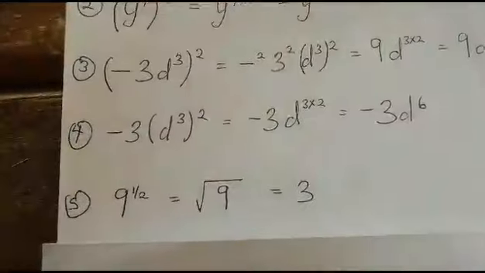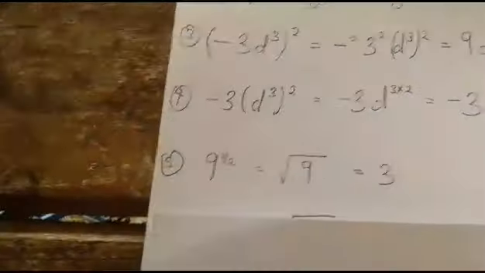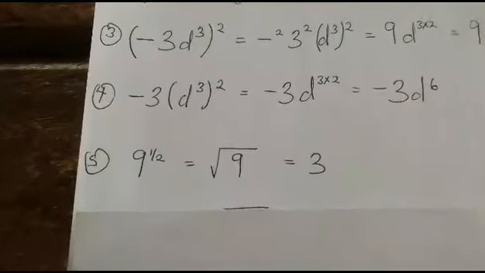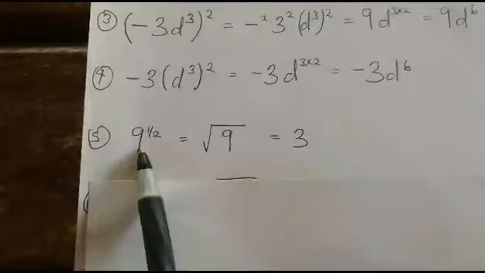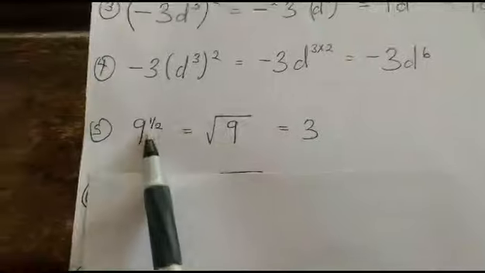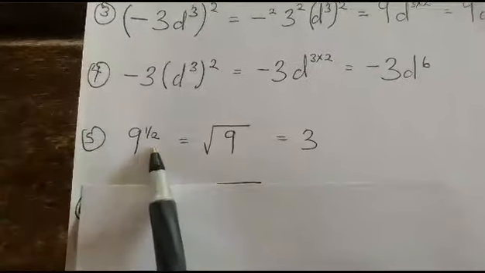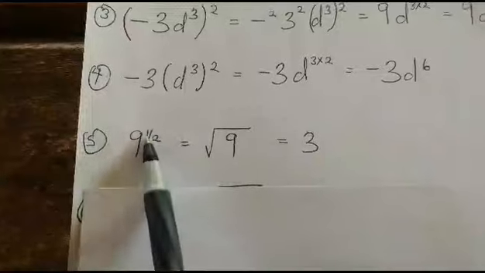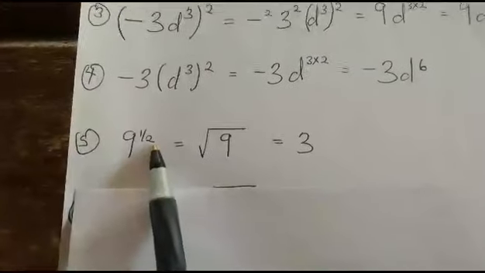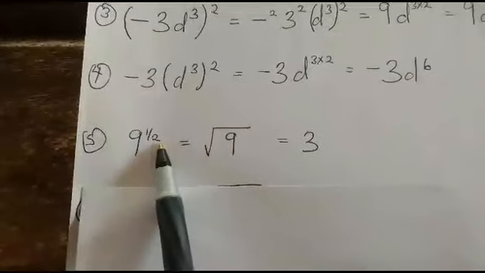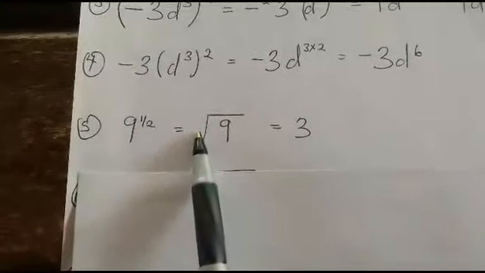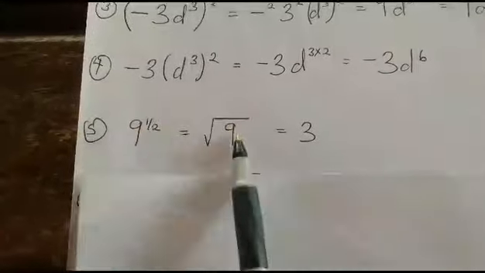Now let's move on. We want to apply the law of the fractional power. Now we are having 9 raised to power half, 9 raised to power 1 over 2. We said that whenever you are having a fraction as a power, the denominator of the power, you will use it to find the root. So this 2 we now use to find the square root of this 9.